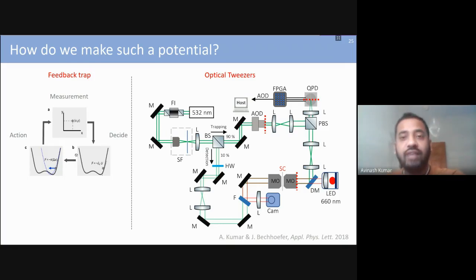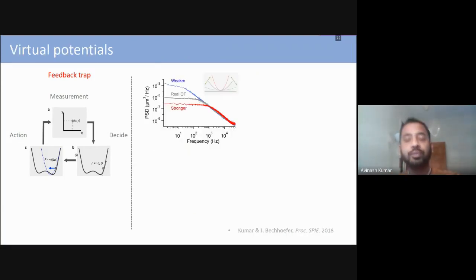So after developing this setup, we could actually do a lot of things. One example is that we can create a virtual potential which might be either weaker or stronger than the underlying optical tweezer. I mean, for an optical tweezer, for a given power, you have a fixed trap stiffness, and when you want to increase or decrease the stiffness, you have to play with the power of the input laser. But here, what I showed is that you can have the same power, but apply feedback traps to create a much stronger or a much weaker trap.